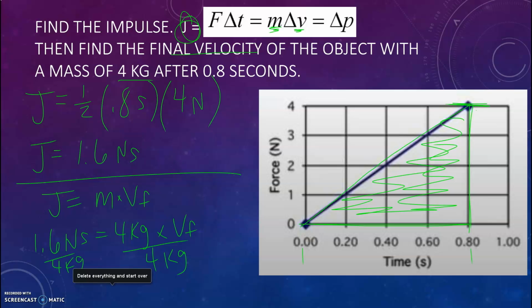And once we have 1.6 divided by 4 kilograms, that is going to give us 0.4 meters per second for our velocity. So a very slow velocity.